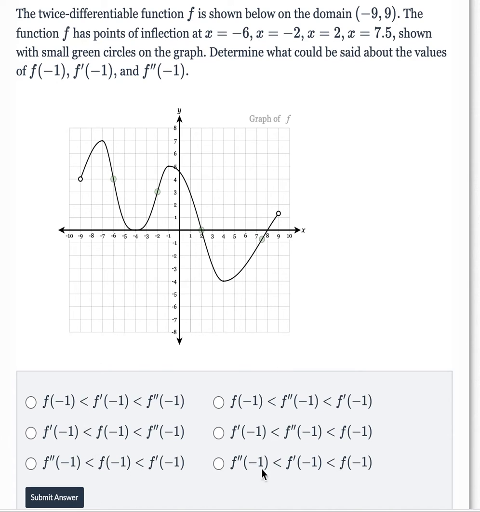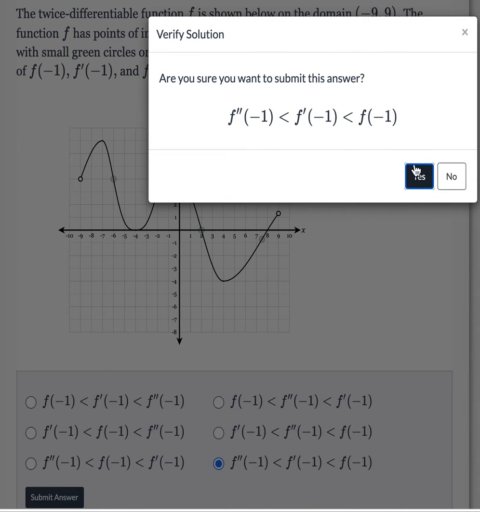We are asked to put those in order. So when we go to do this, the negative number is the smallest, followed then by 0, which is f prime. So now I'm going to move over here, followed by the biggest number, which is going to be positive 5. So I would select my last choice, where this is the largest, positive 5, 0 is in the middle, and some negative number for negative concavity is going to be the smallest, and submit my answer.